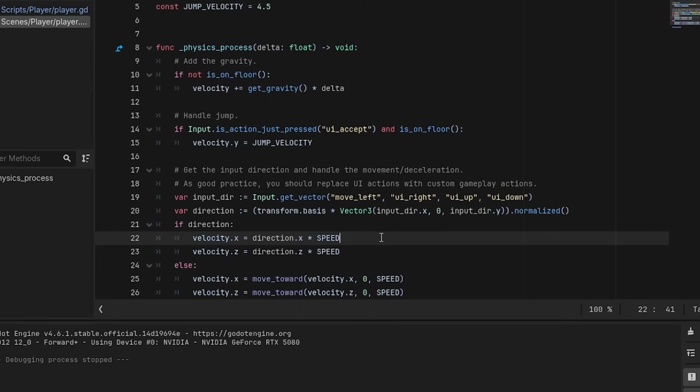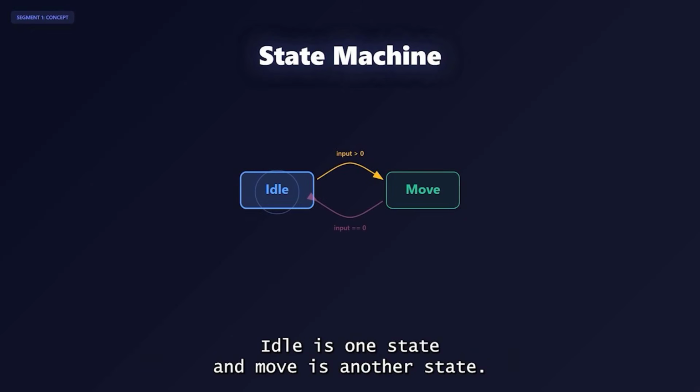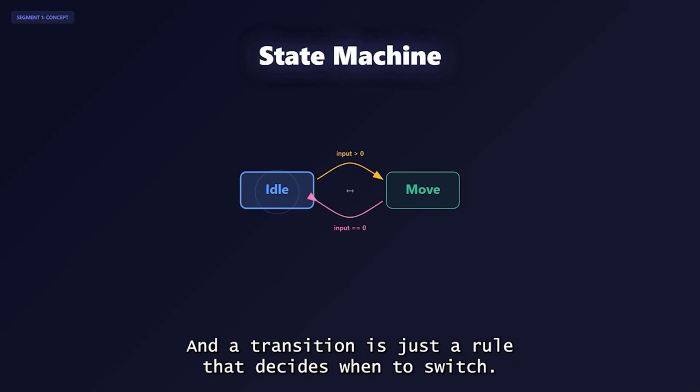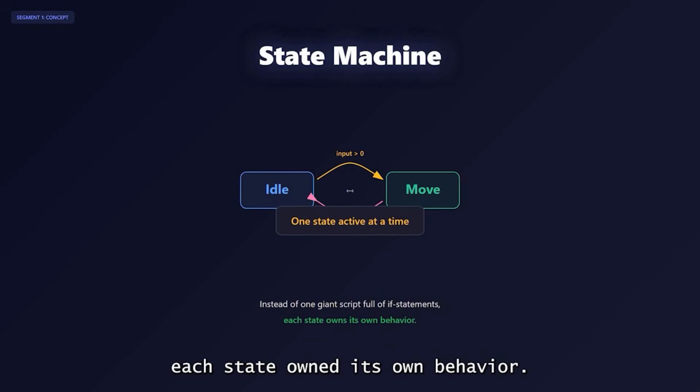Before we get into the next step, we now need to understand what a state machine is. So let's take a look at what that is. A state machine is just a system that says your player is always in one state at a time. Idle is one state and move is another state. And a transition is just a rule that decides when to switch. So instead of one giant script full of if statements, each state owns its own behavior.